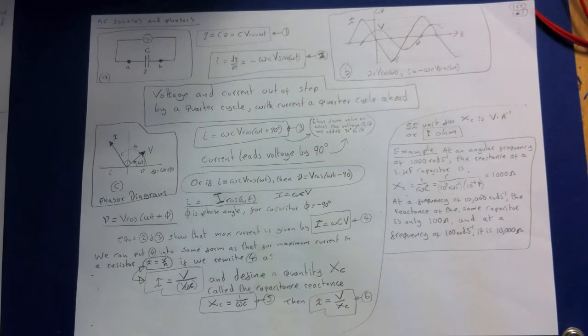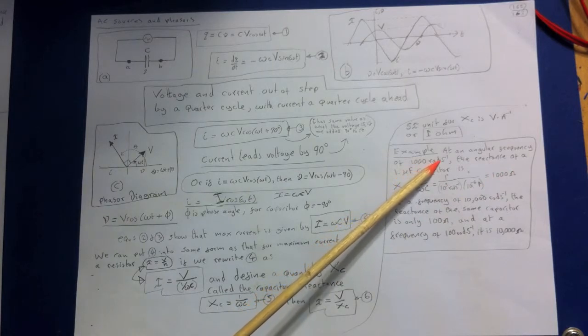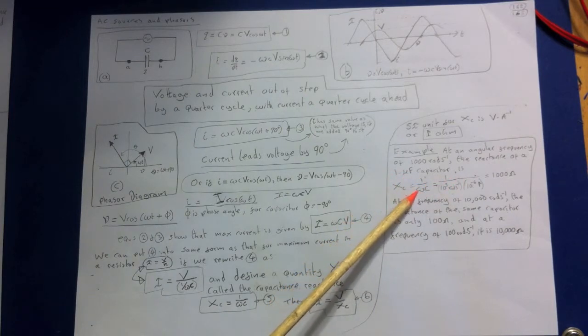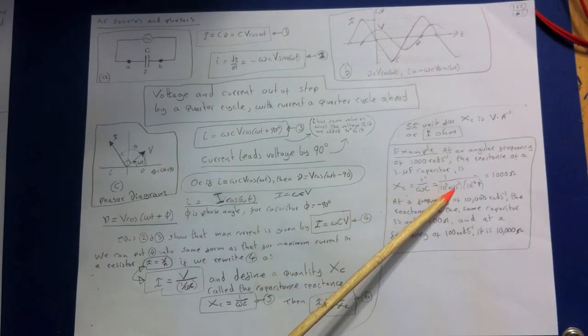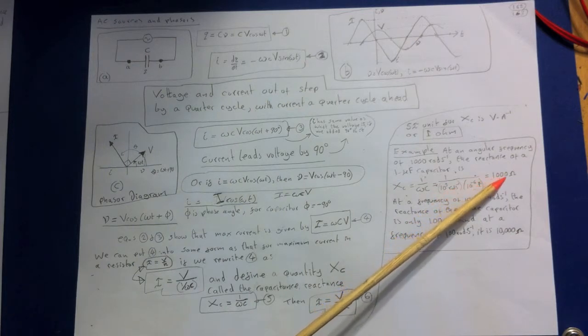The reactance of a capacitor is inversely proportional both to the capacitance C and to the angular frequency omega. The greater the capacitance and the higher the frequency, the smaller the reactance. If the frequency is very, very large, the reactance is going to get very, very small. Here's an example. At an angular frequency of 1000 radians per second, the reactance of a 1 microfarad capacitor, if we plug these values in, 10 to the 3 radians per second, 10 to the minus 6 farads, you get 1000 ohms.